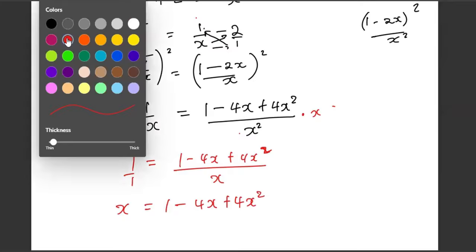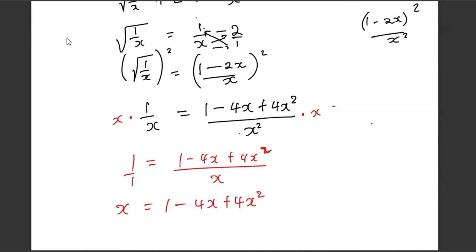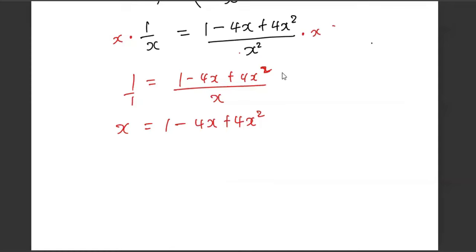Someone will say, but why did you cancel the x out? Aren't we killing something? Aren't we killing an answer by doing that? Okay, so let's create a standard equation. Meaning I have to move the x across, so it's going to be 4x squared minus 5x plus 1 is equal to 0.